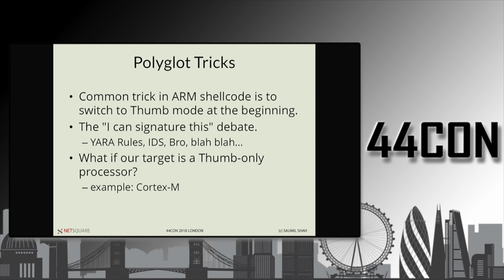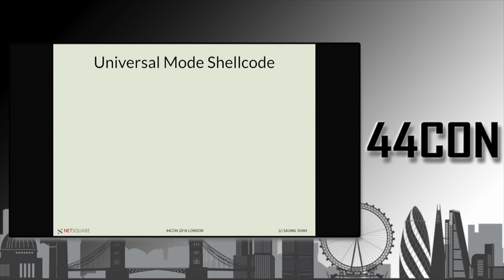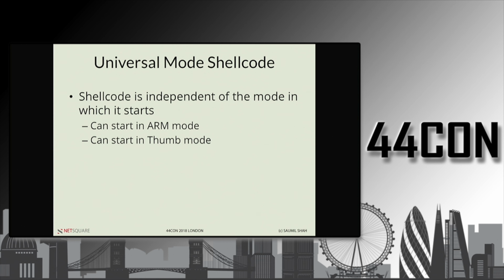So I did this technique. The second case was pointed out to me by Travis Goodspeed, and sure enough, there are some processors, especially Cortex-M processors, which are pure thumb processors. So if I have a vulnerability and I don't know whether it's running on an ARM processor or a thumb-only processor, I should be able to hit it with the same shellcode, which means you have one shellcode which can run the same way whether it started in ARM mode or in thumb mode. And this is where the polyglot stunt comes in handy.